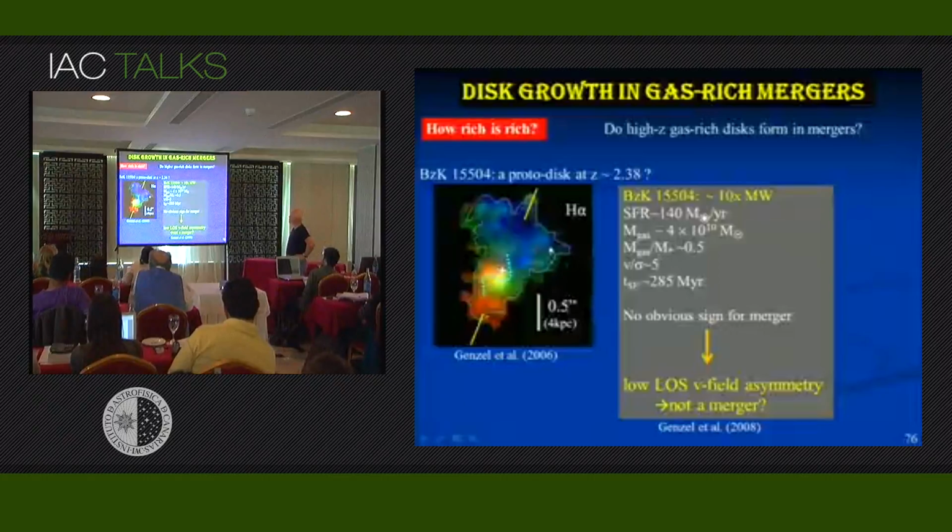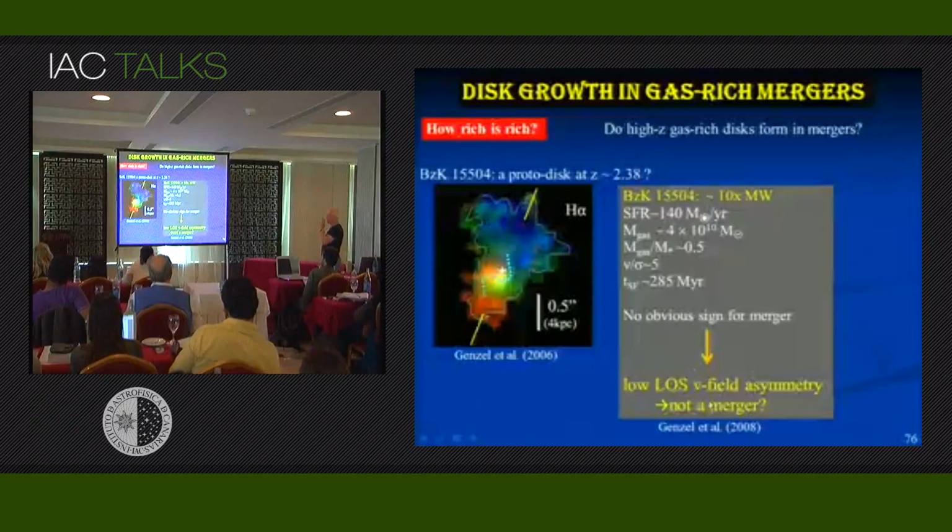I will skip this. And the only thing I want to say is that when we go to high redshift, particularly redshift 2, we have the so-called clumpy disks, or protodisks, which are very gas-rich and very massive. They form stars like crazy, 140 solar masses per year. The ratio of the gas to the stellar mass is half, and in less than 300 million years, they should take away all the gas.